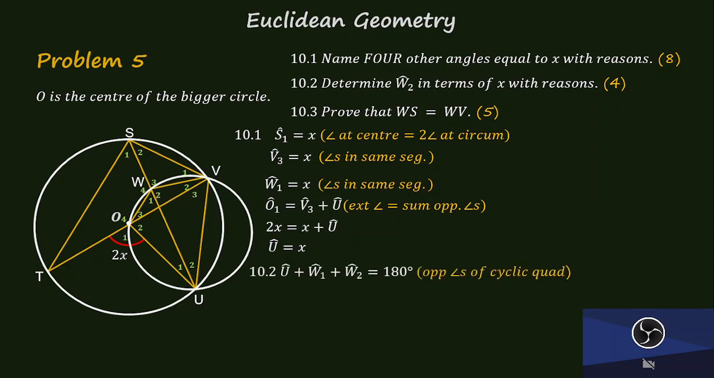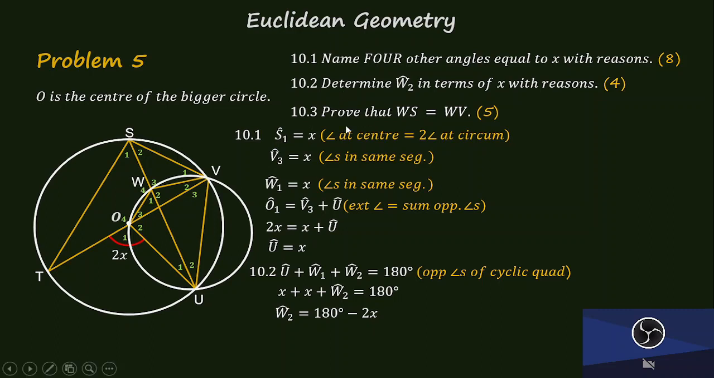What we can do is use the opposite angles of a cyclic quad. U plus W1 plus W2 is 180 degrees. These are the opposite angles of a cyclic quad. Look, it's this angle plus that angle. Now that angle is W1 plus W2, the whole of it. U is given by x, W1 is x, the only missing part is W2. Therefore, W2 will be given by 180 degrees minus 2x.